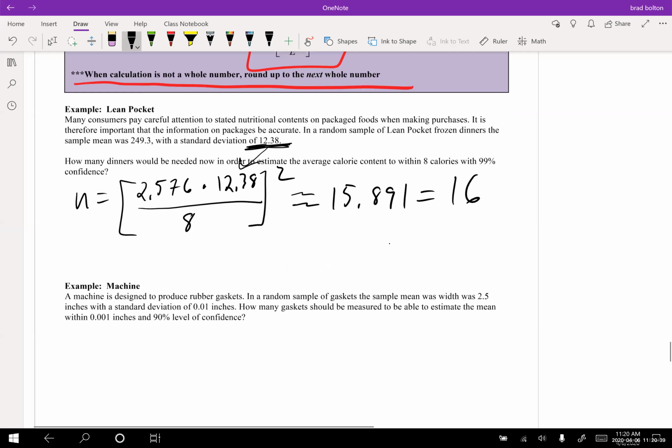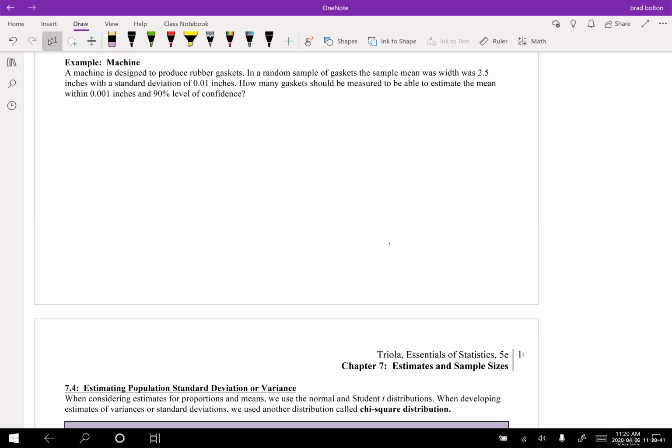All right, so let's try this last one on this page. It says a machine is designed to produce rubber gaskets. In a random sample of gaskets, the sample mean was 2.5 inches with a standard deviation of 0.01 inches. How many gaskets should be measured to be able to estimate the mean within 0.001 inches at a 90% level of confidence? So take a minute, write this down, write down n equals z alpha over 2 times the standard deviation divided by the error.